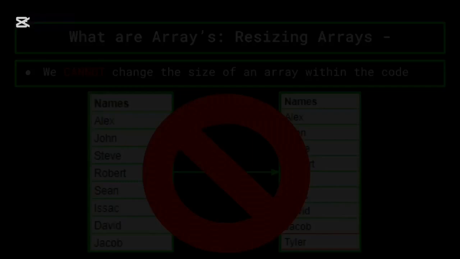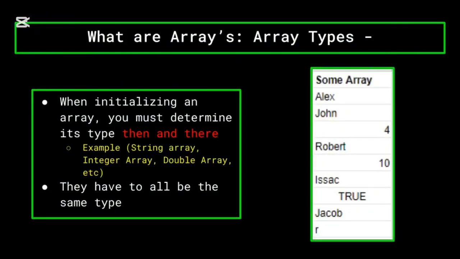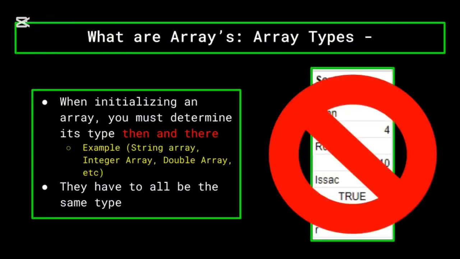Another small thing I want to touch upon really quickly is that when you initialize an array, you must determine which type of array it is right then and there. For example, you have to specifically say it will be an array of strings or integers when defining it, and also you're not allowed to mix and match, meaning that you can't have an array full of integers with a few strings and some doubles thrown into the mix. They all have to be the same type.